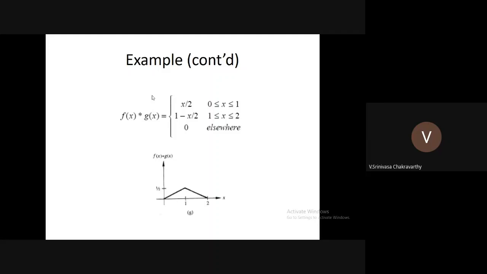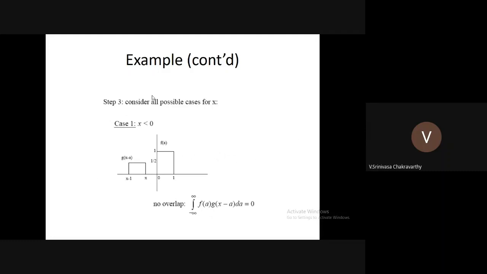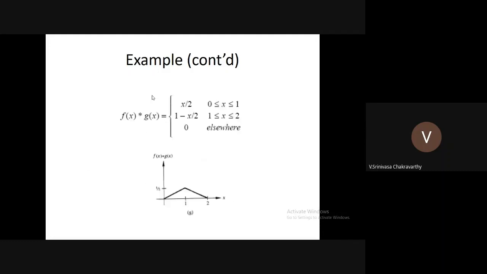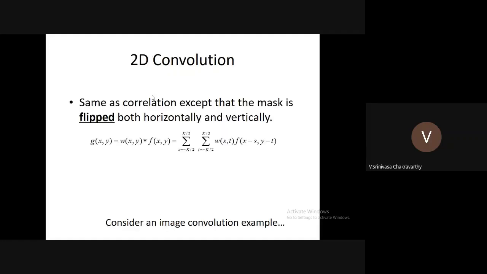Sorry, x less than 0. So it's what we worked out here. At x less than 0, it is 0. And x between 0 and 1, it is x by 2. X between 1 and 2, it is 1 minus x by 2. And beyond that, it is 0. So that is given in the function, the graph at the bottom. So that's how the convolution works in one dimension.